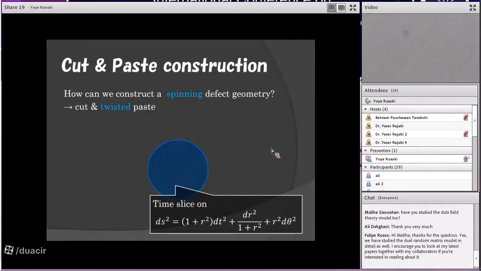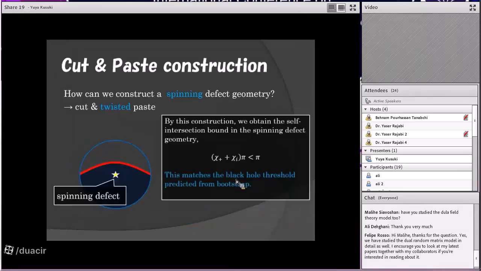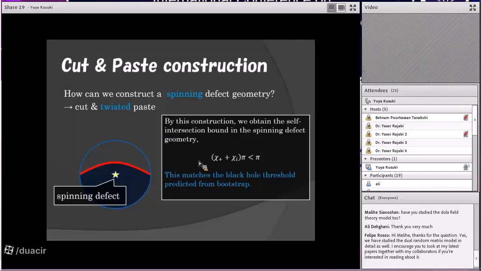Actually, we can also construct a spinning defect geometry in a similar way. What we need to do is consider the twisted identification. We consider the identification around different time slices like this. And yeah, actually we can reproduce this.